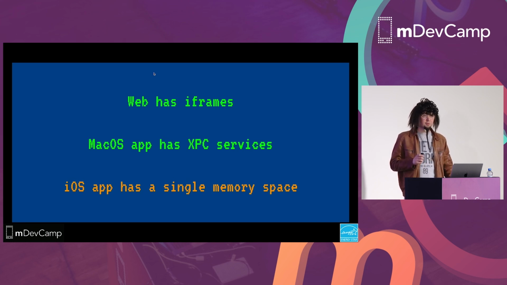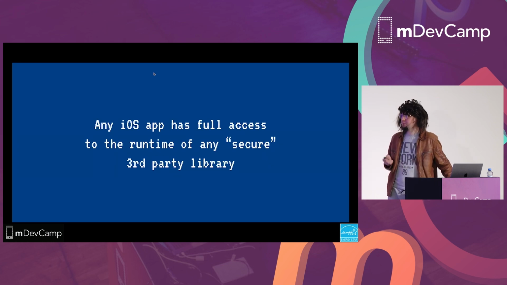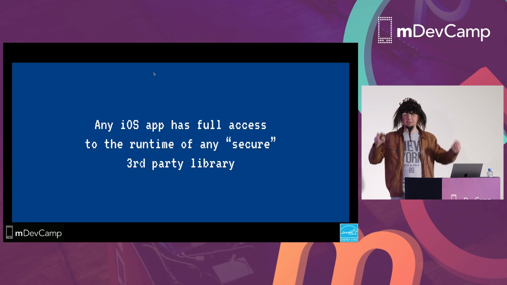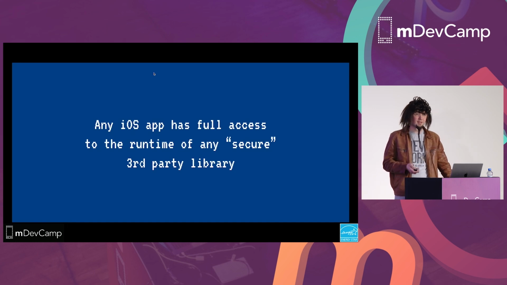Now I will show you the slide that is the most important thing from this presentation. Any iOS application has full access to the runtime of any secure third-party library. And that works in opposite. Each library, even a small library from GitHub that you use in your project, has access to the whole application. It also has access to all secure libraries, like payment libraries and other stuff like that.